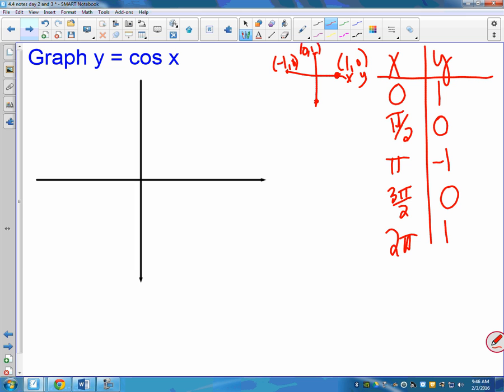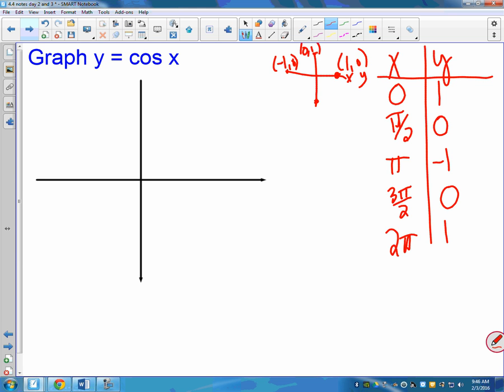And again, that completes one period of cosine because it goes through every possible value of cosine, and it ends back where it started. So if you stopped at negative 1, you haven't completed the full period because you have to get back to where you started.